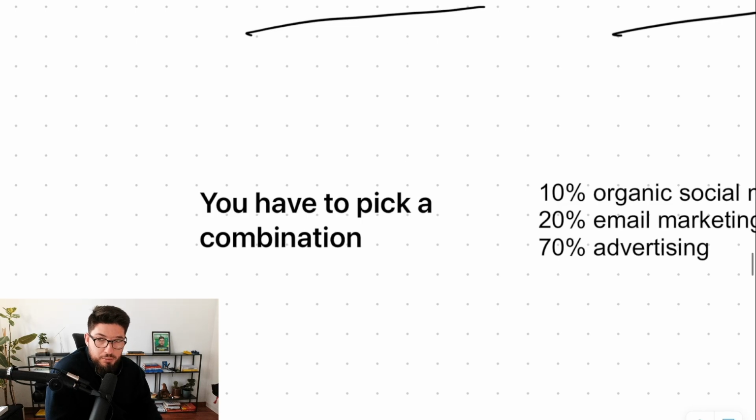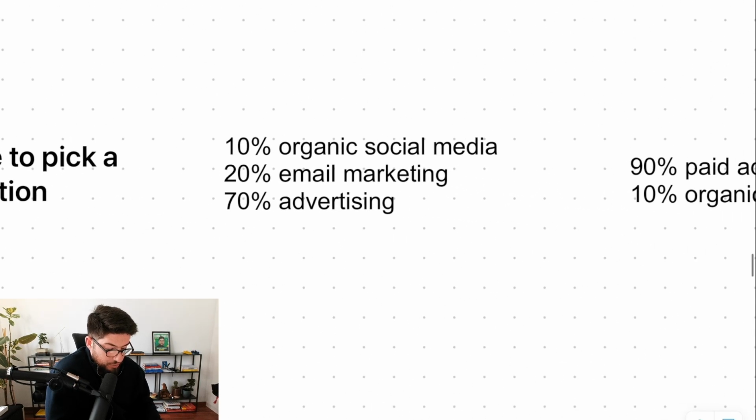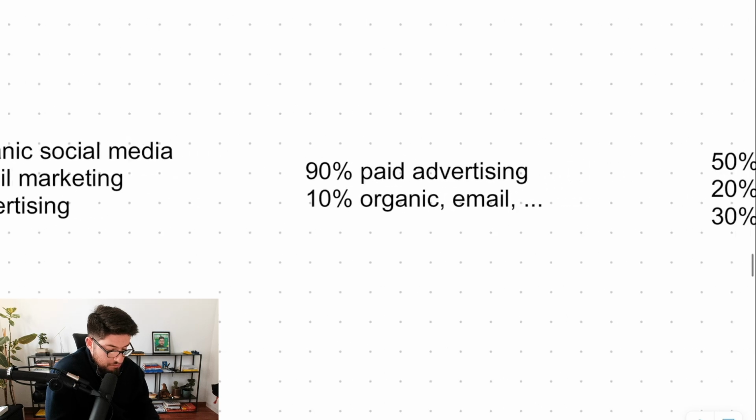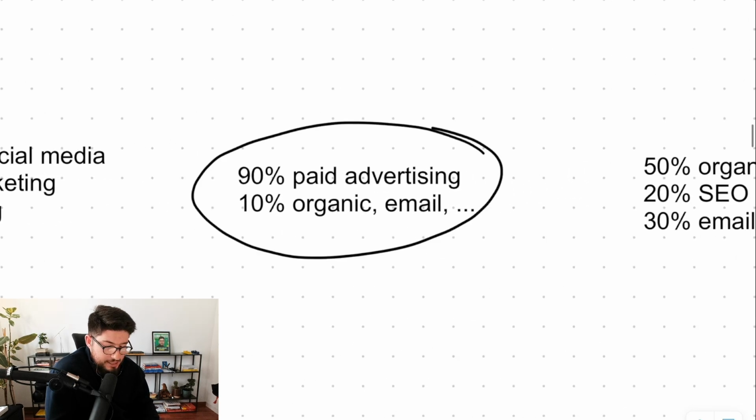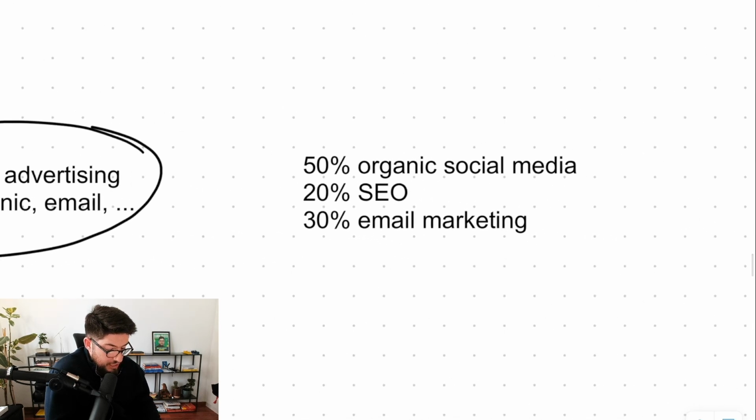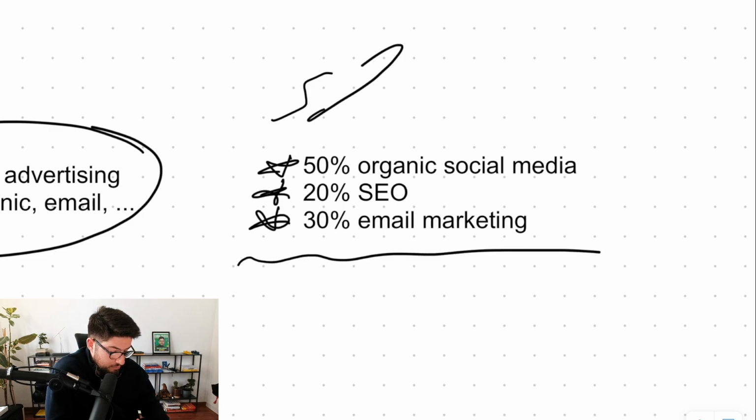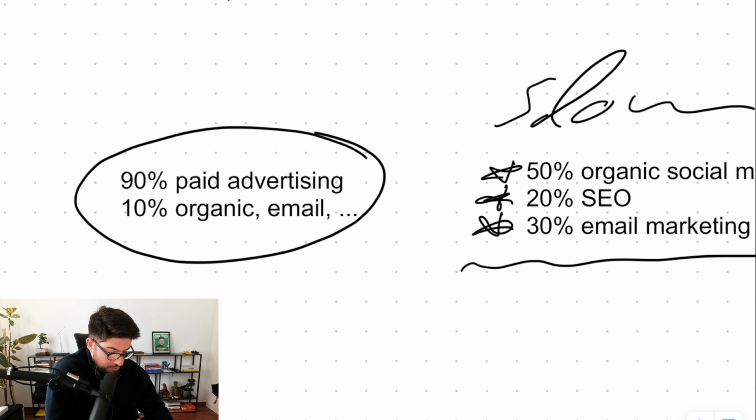So here's the thing, you have to pick a combination, all right? You can have, for example, 10% organic, 20% email, 70% advertising, or you can go all in into paid advertising and just 10% organic, 10% email, that's it. Or you can do 50% organic social media, 20% SEO, 30% email marketing. You have crazy profit margins because you don't have to pay advertising and life is amazing, but this would be the slow mechanism. This is, I would say, unsustainable.